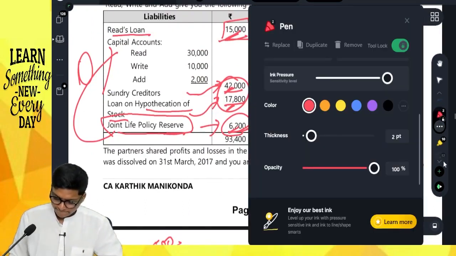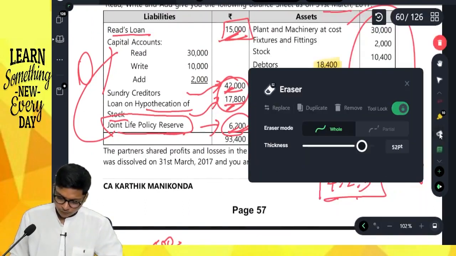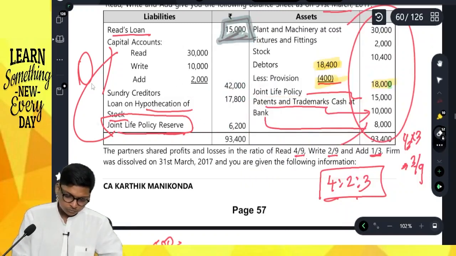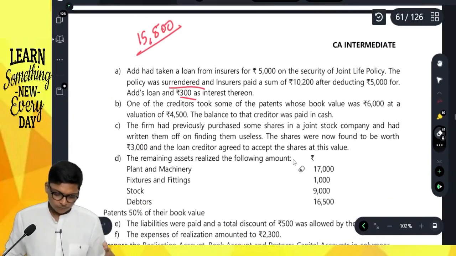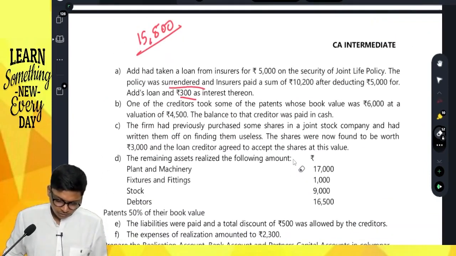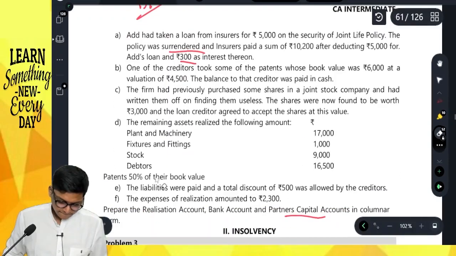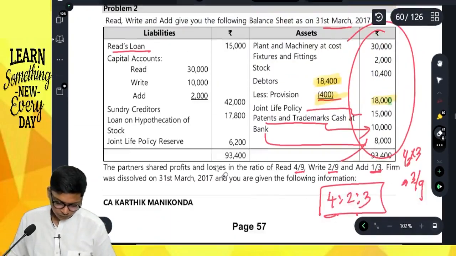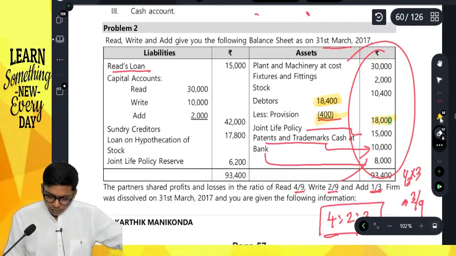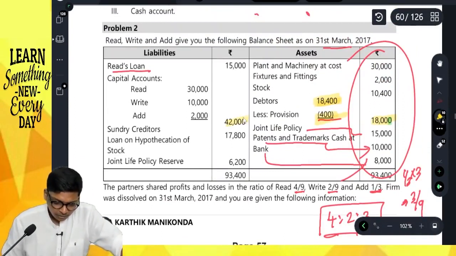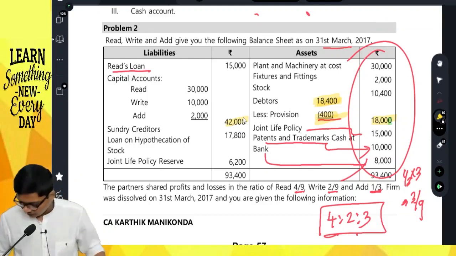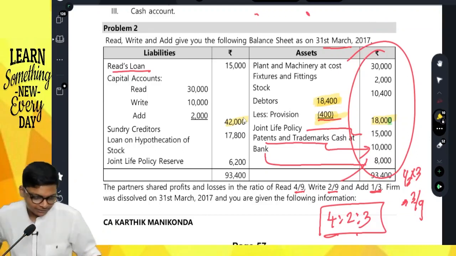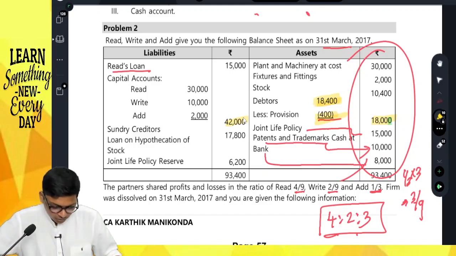1 second. $6,000 then. So 42,000 is going to be your capital. Loan on hypothecation. Just give me a moment. I'll check the question. I'll check from the source. You keep solving the rest, guys. I'll just try to find the question if I can find it.